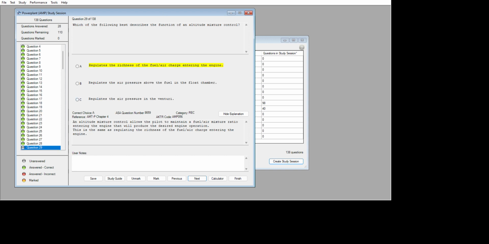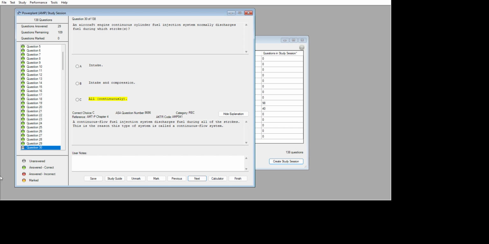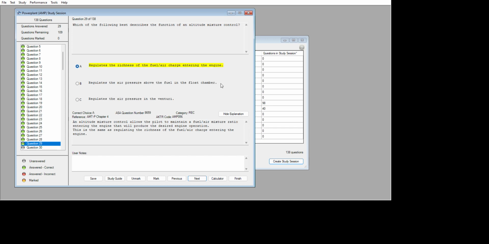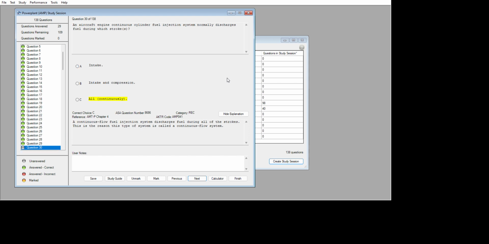Which of the following best describes the function of an altitude mixture control? Regulates the richness of the fuel or air charge entering the engine.